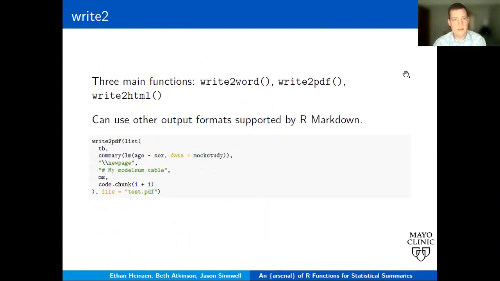Finally, we'll look at the write2 function. The idea with write2 is that you want to just output data to a document. There are 3 main functions to do that: write2word, write2pdf, and write2html. However, the write2 function itself supports other output formats that are also supported by R Markdown. Here you can see we're passing a variety of objects to a list that we want to write to a PDF, including the tableby object, a linear model summary, some raw LaTeX code, a level 1 heading, the modelsum object, and a code chunk that we want to be evaluated.